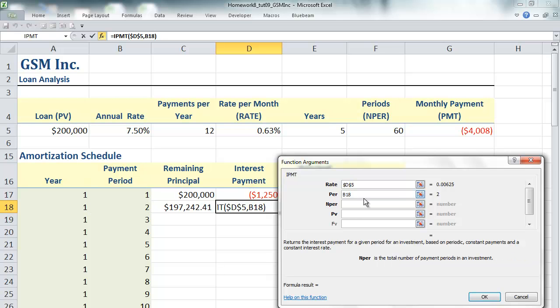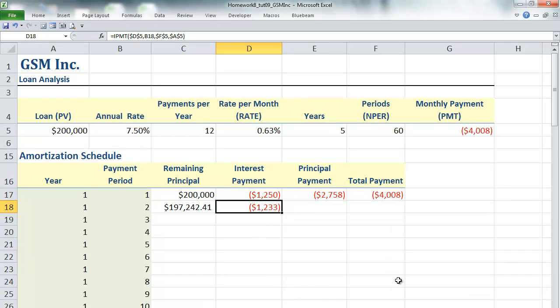We come down to the number of periods over the life of the loan. That's in cell F5. We freeze that. The PV, or present value, of the loan was the original loan amount. That's in cell A5, and we freeze that. So we click OK. That gives us, for this monthly payment, in payment number 2, we are going to be paying the bank $1,233 in interest.